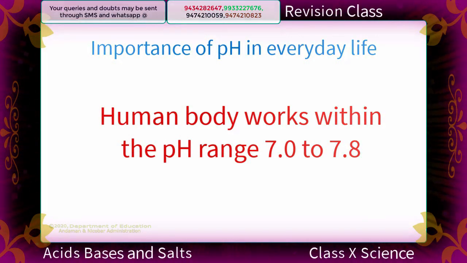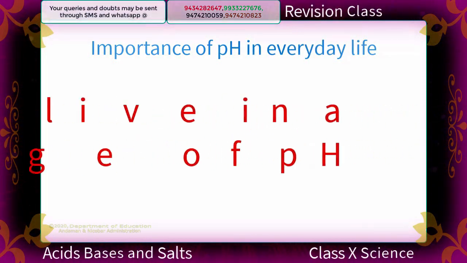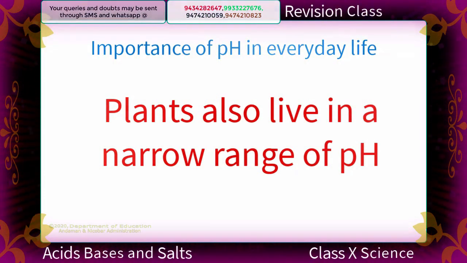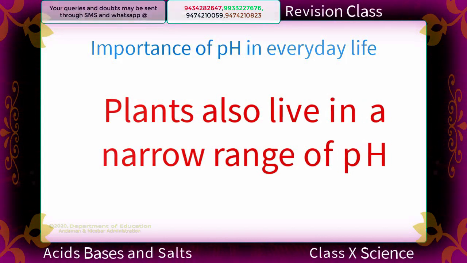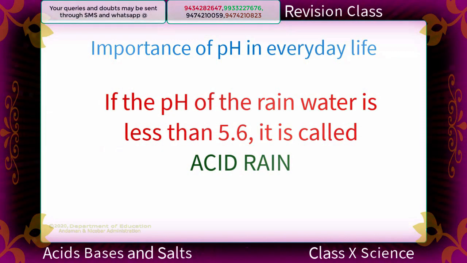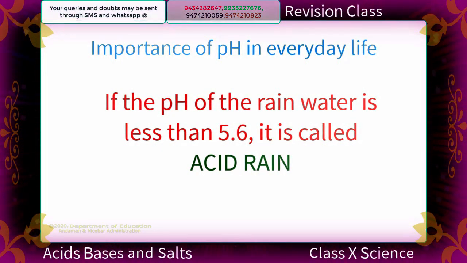If the pH of the soil changes, then the plants living in that soil get affected. Even the plants can die. So maintaining pH, either in the soil for the growth of plants or in living organisms, that is the animals, is very important. When the pH of rainwater is less than 5.6, it is called acid rain. When acid rain flows into the river, it can harm aquatic life forms such as fishes.